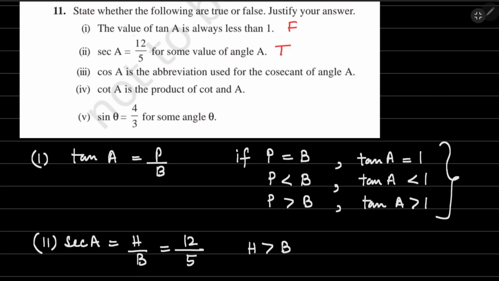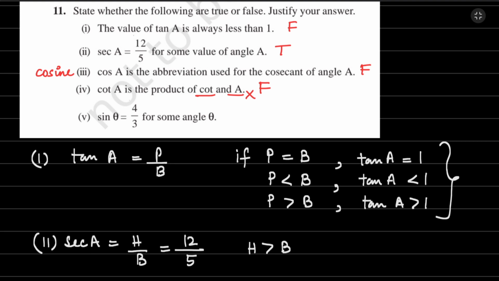Cos is the abbreviation used for cosecant of angle A. No, this is false. Why? Because cos is the abbreviation of cosine. Cosine of angle A is what is called cos of A. So this is false. Cot A is the product of cot and A. No, it's wrong. Always it is cot of angle. Cot and A cannot be separated. Cot of angle A. So this is also false. These two are not separate entities or separate values. Cot of angle A is one value of a specific angle.